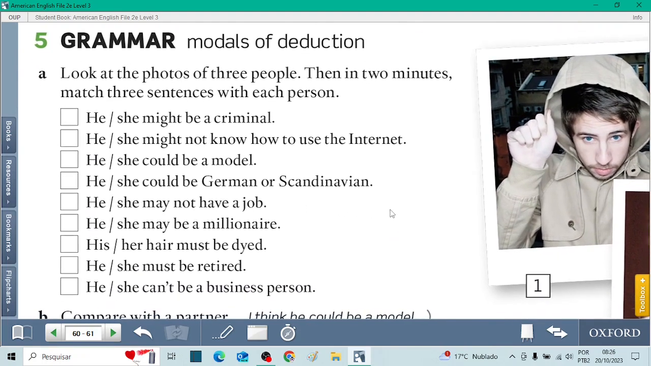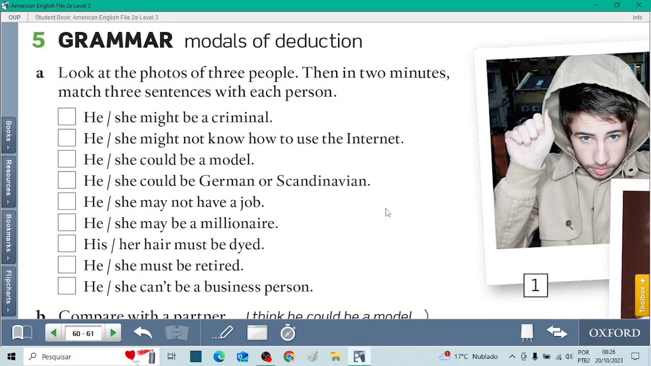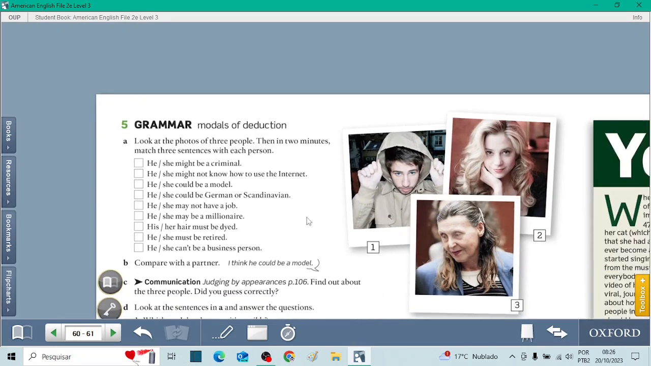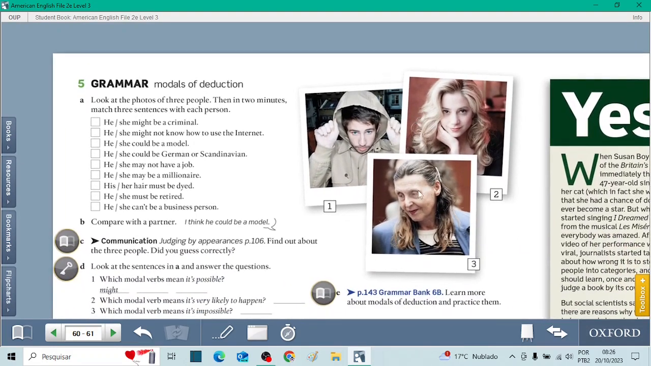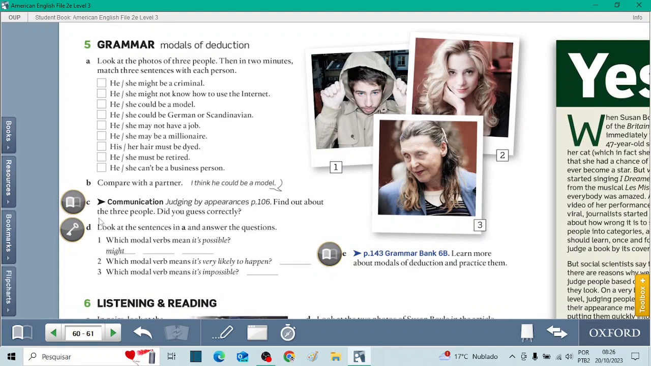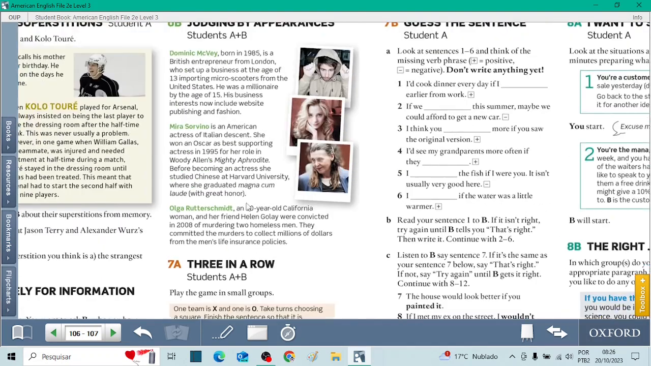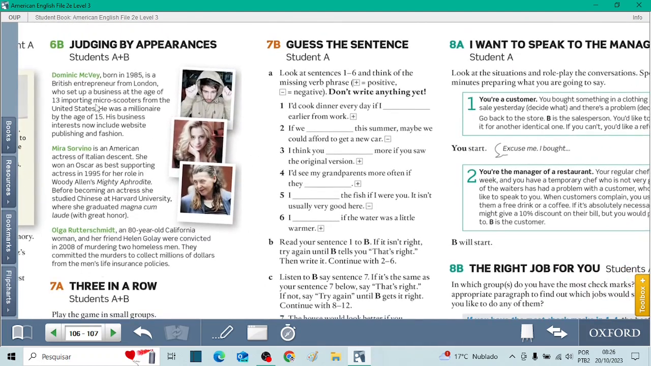Modals of deduction. Look at the photos of 3 people, then in 2 minutes match 3 sentences with each person. Let's see. Take a look at these pictures and try to match them. Okay, in class we can compare your answers, all right? Now, in communication, we are going to page 106. Okay, this exercise is called Judging by Appearance. You will find out more about these people so you can see if your guesses were right.